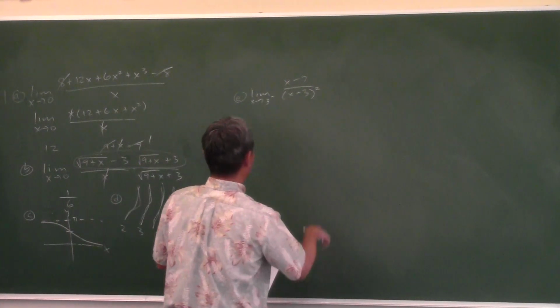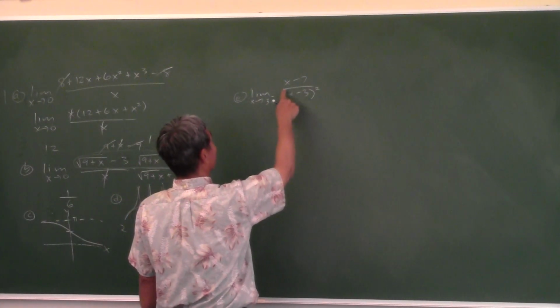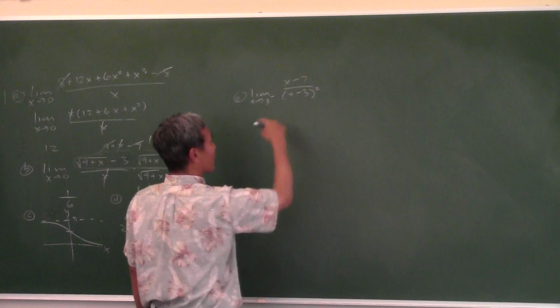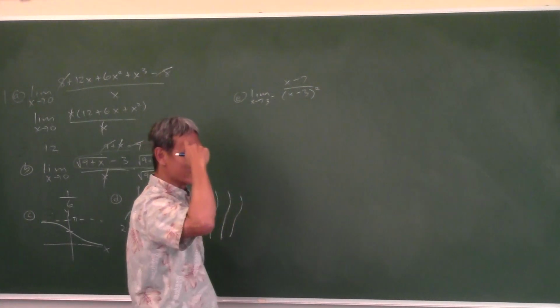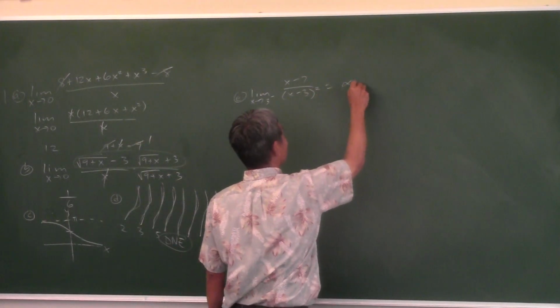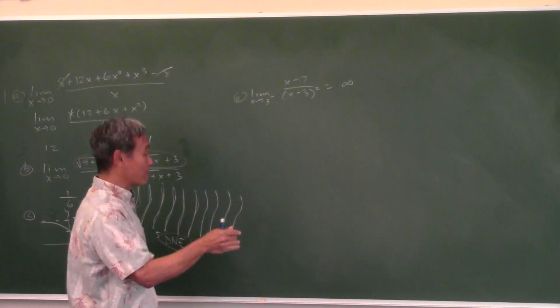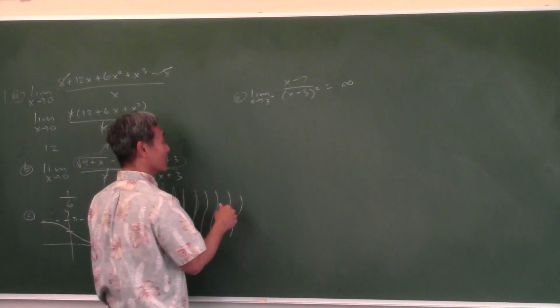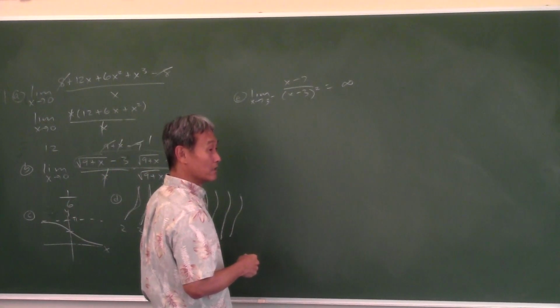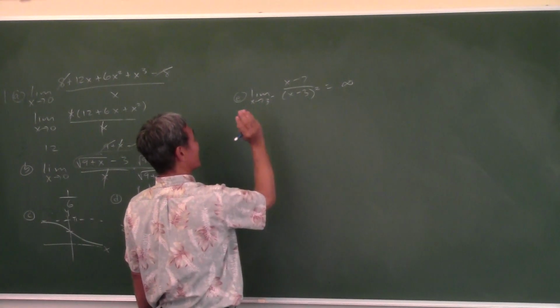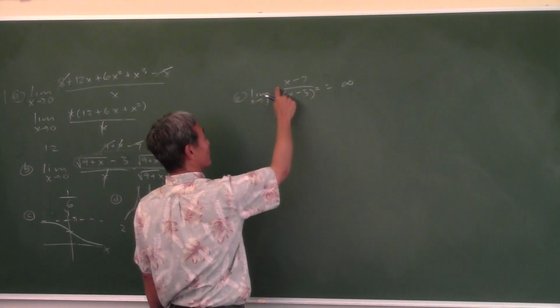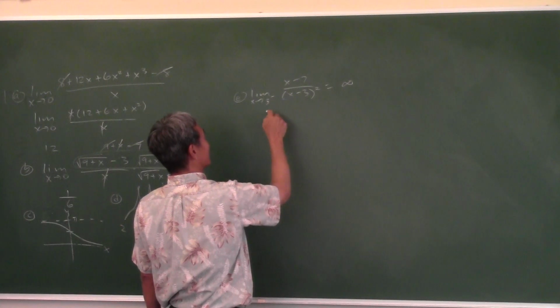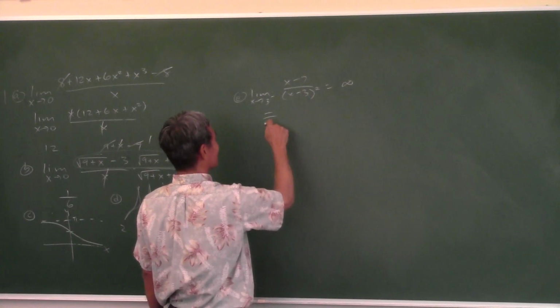Okay, whatever. Plug in 3. What do you get when you plug in 3? Negative 4 over 0. What does that mean? Vertical asymptote. So that means the answer is either negative infinity or positive infinity. It's a 50-50 shot. How do you tell which one it is? You plug in a number very close to 3 on the left, like 2.999. 2.999 minus 7 is negative, and then anything squared is positive, right?